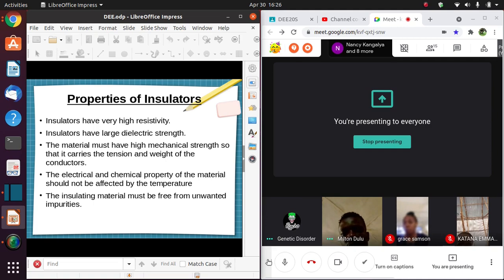Now, they should be free from unwanted impurities. Once you have impurities in your insulation, then this inafanya your insulation to become conductive. It can be able to conduct electricity. For example, if I have metallic impurities in my conductor, I can be electrocuted easily because those metallic impurities will conduct electricity.